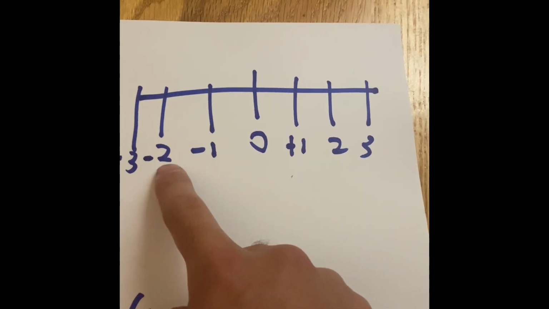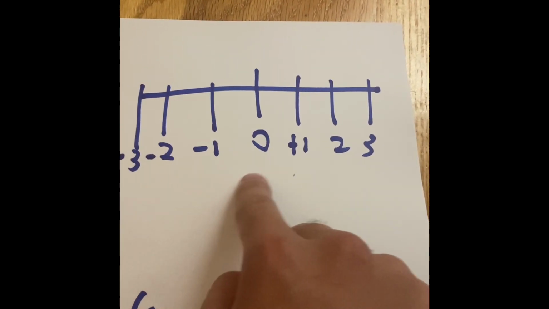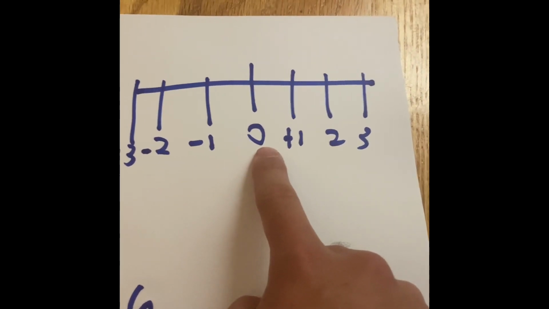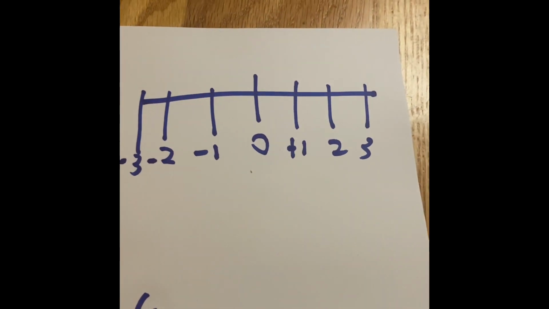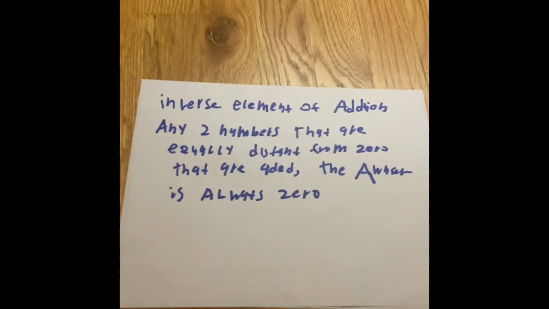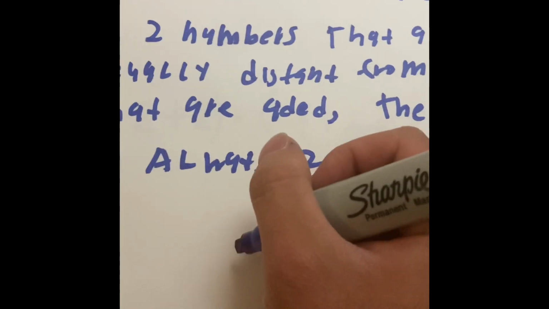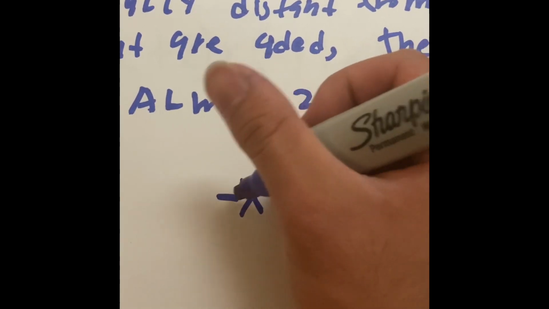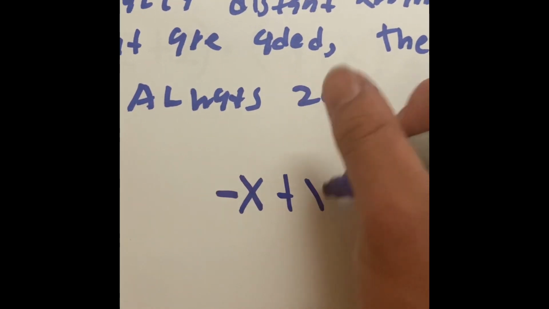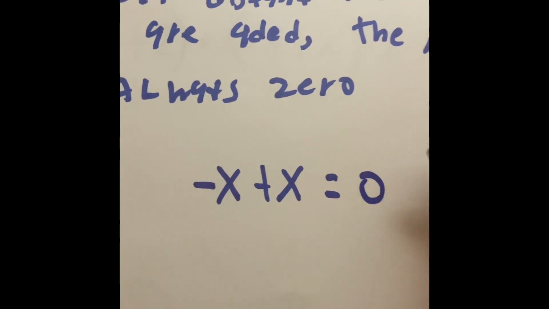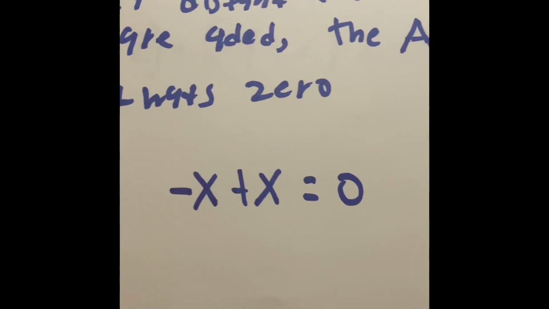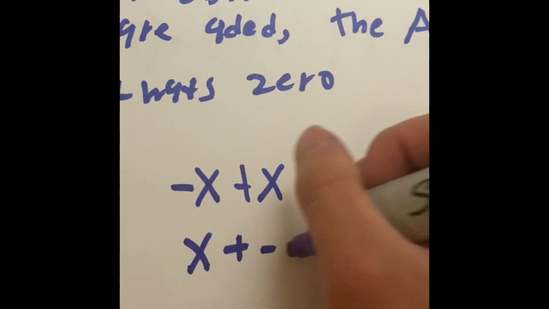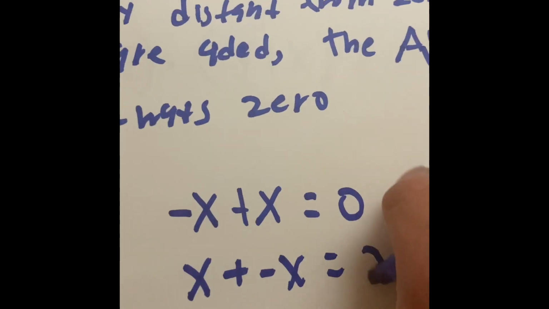If I do that with negative 2 and positive 2, I go 1, 2 in one direction, and 1, 2 in the other, so it's 0. In algebra, sometimes you get x and negative x, and we add them. That equals just 0, because x minus x is just 0. If I had x plus negative x, that would still equal 0.